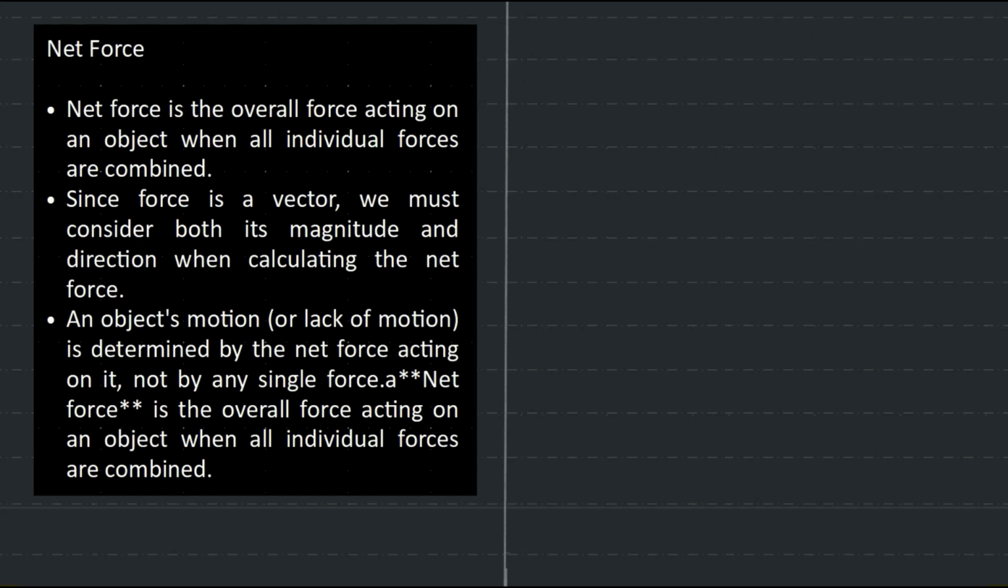Let's look into the idea of net force once more. Net force is the overall force acting on an object when all individual forces are combined. Since force is a vector quantity, we must combine both its magnitude and direction when calculating the net force.